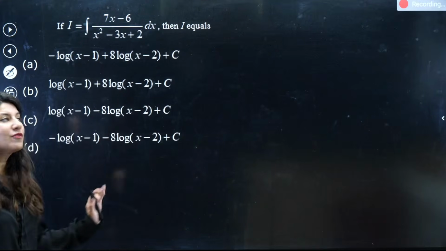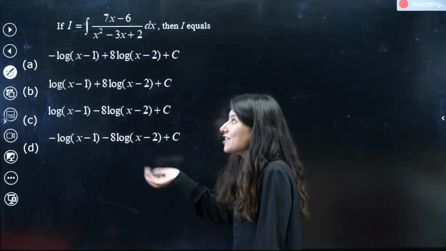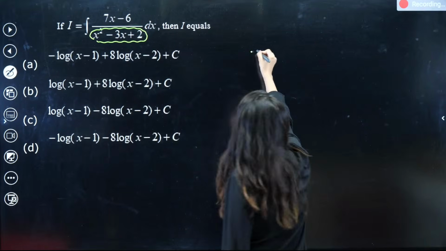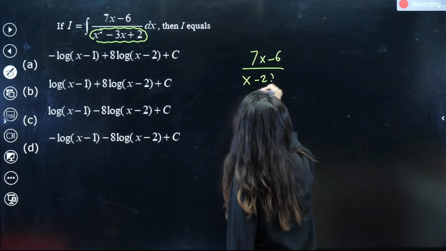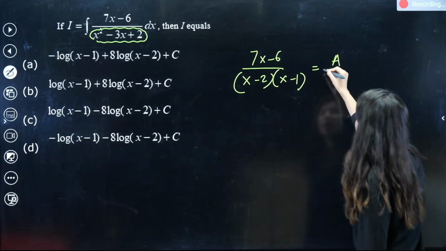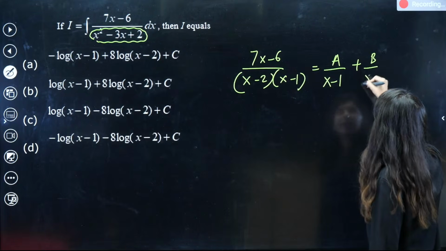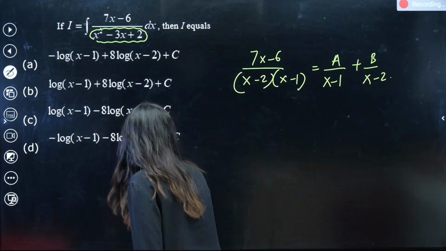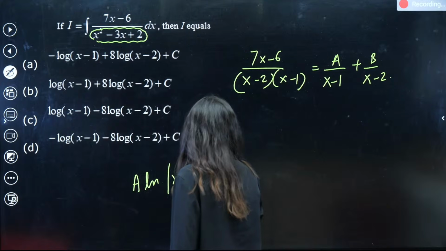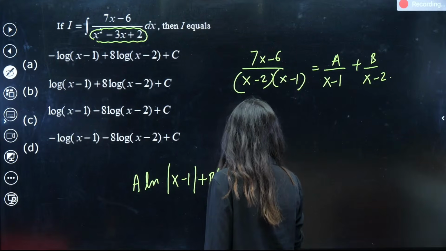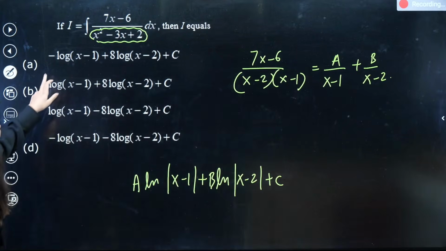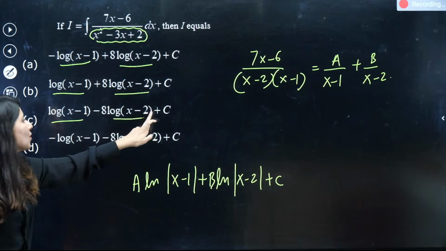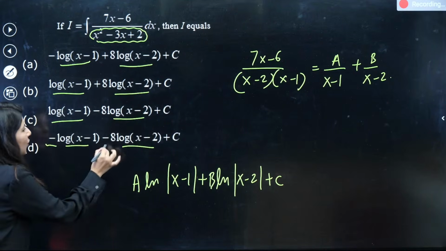All right. So this is a problem from integration, a clear-cut problem of partial fractions, because clearly the denominator can be split into two factors. So this is 7x minus 6 upon x minus 2 times x minus 1, and this is a upon x minus 1 plus b upon x minus 2. Right? So if I integrate the right hand side, what do I get? Finally, I'm going to get a log of mod of x minus 1 plus b log of mod of x minus 2 plus a constant. And can you see the options also? This is log of x minus 1, log of x minus 2, same thing. We are just looking for the coefficients a and b.